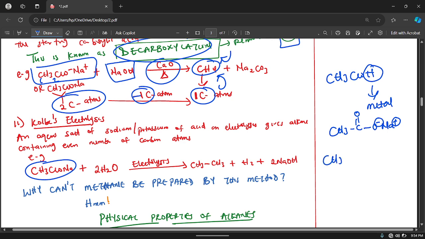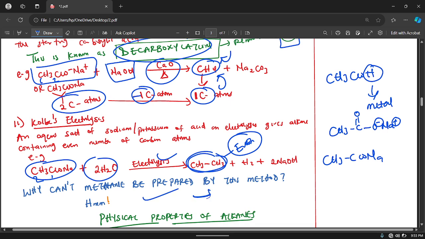You can just say CH3COONa. So in terms of electrolysis of the aqueous salt, it's going to give an alkane with an even number of carbons. So take note of the even number of carbons. If you have two carbons, that would be two, an even number of carbons. And they now ask, why can't methane be prepared by this method? Because methane is just one carbon atom, which is odd, not even. So methane cannot be produced from this method.